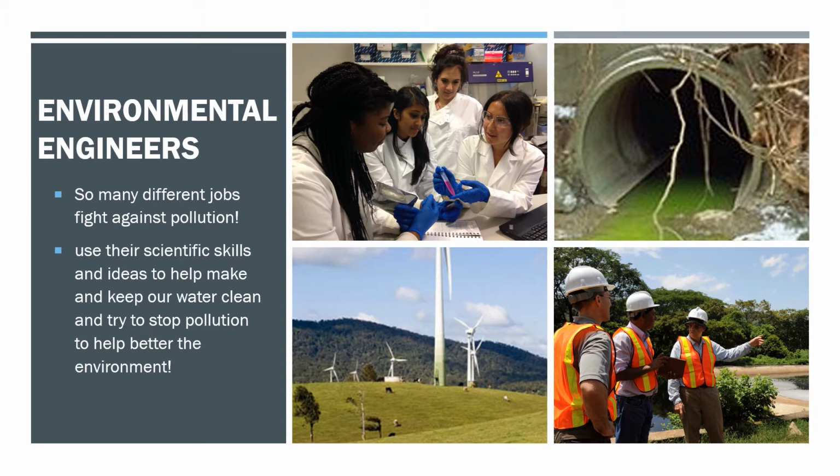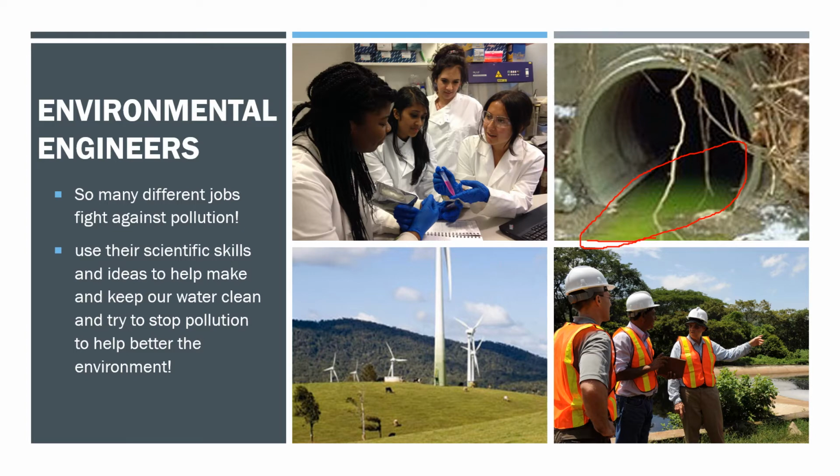So they find a problem such as this one here. See how this water is kind of green? Would you want to drink green water? Probably not. So what these scientists do is they look for ways to help fight against pollution. They're trying to think of ways to help save and protect our environment so that people can live on Earth longer. So they use their scientific skills and ideas and they help make our water clean. They want to make our air cleaner and the places that we live nice and clean as well. They want to better the environment.